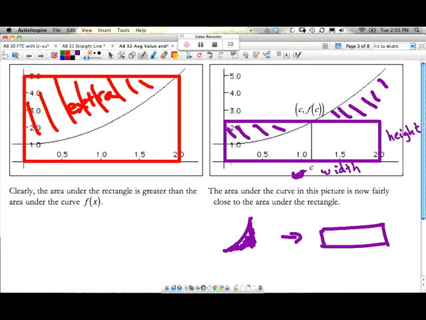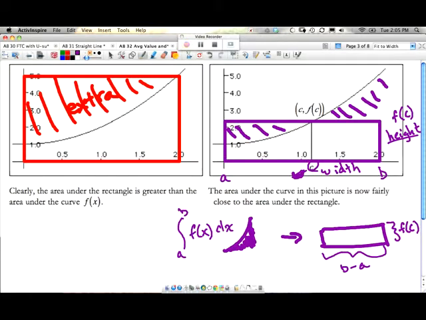And those are represented by this distance here. Let's call this A to B. So what's the distance from A to B? That would be b minus a. And the height would be f of c, where c is in the middle. So this distance here is b minus a, and this distance here is f of c. It's just two numbers multiplied by each other, and that would equal the area of f of x from a to b. We want to make these two things equal.